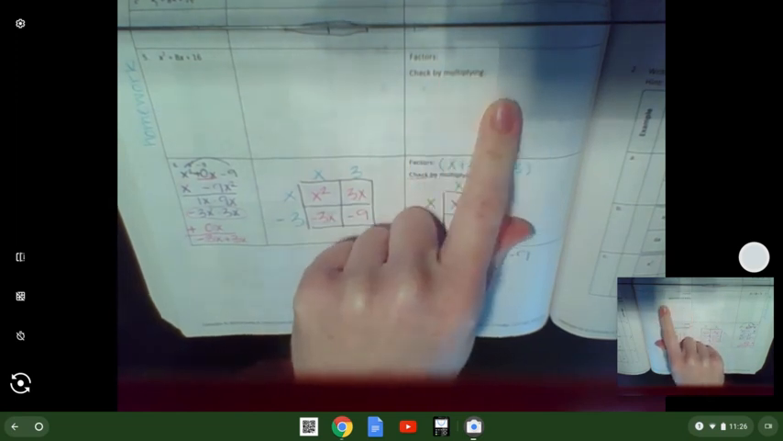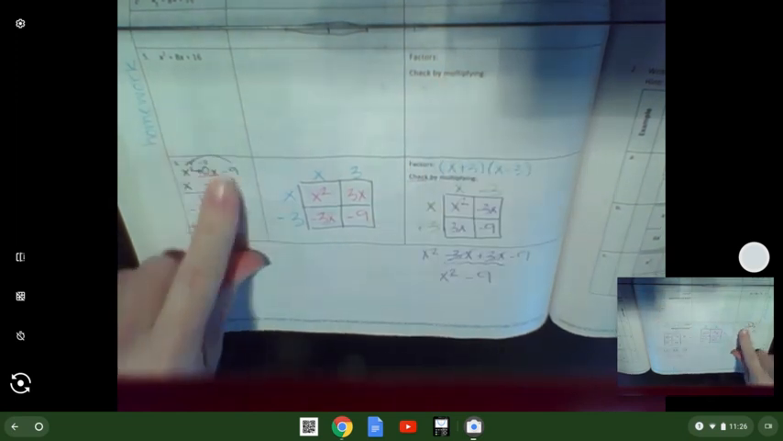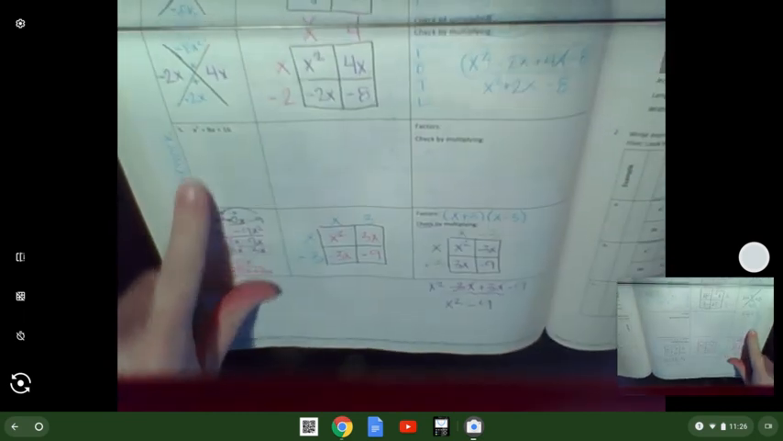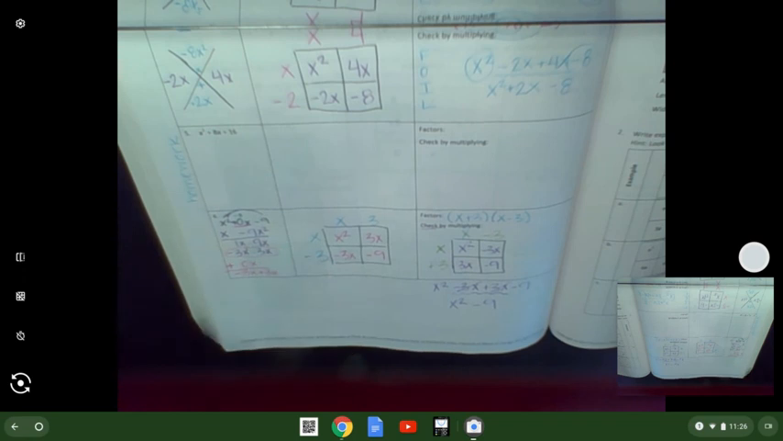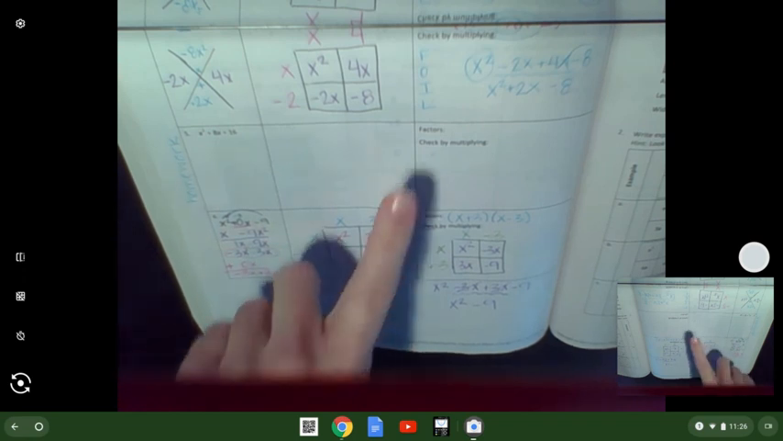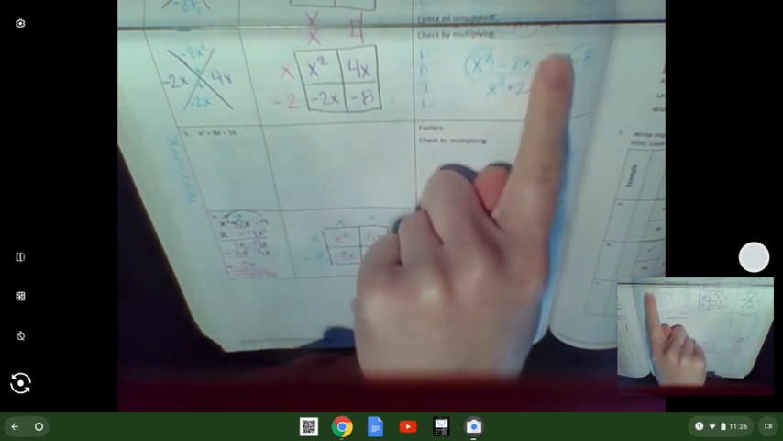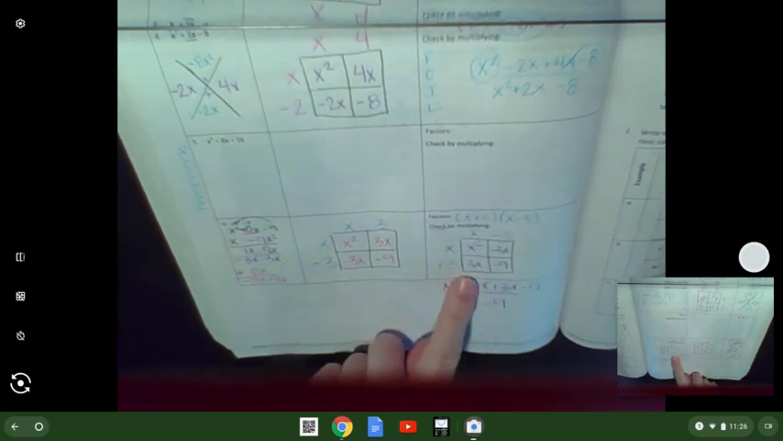You're going to identify the factors, and yes, I want to see the check. I don't care if you like this method for helping you factor or if you like the X method. You choose whatever works for you. Try one of each if you don't have a favorite. I don't care if for checking you like this FOIL method or you like the box method. You choose. It is completely up to you.